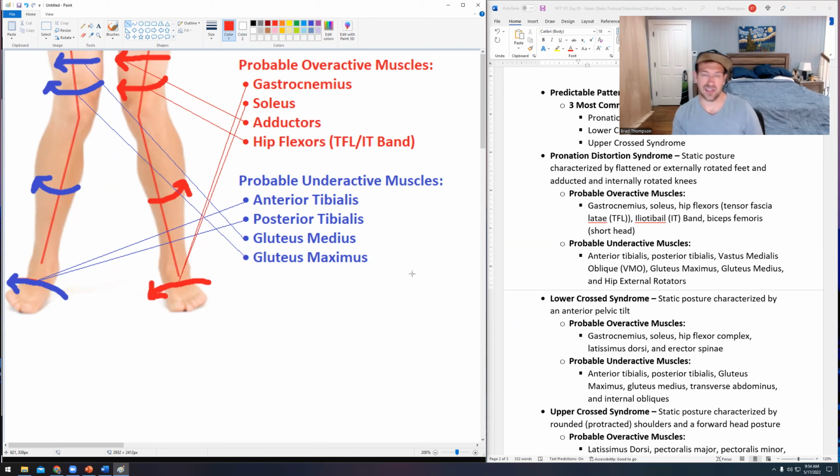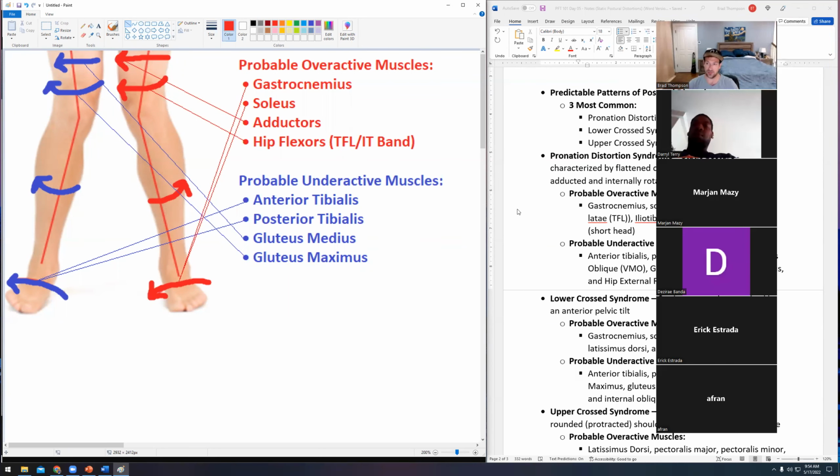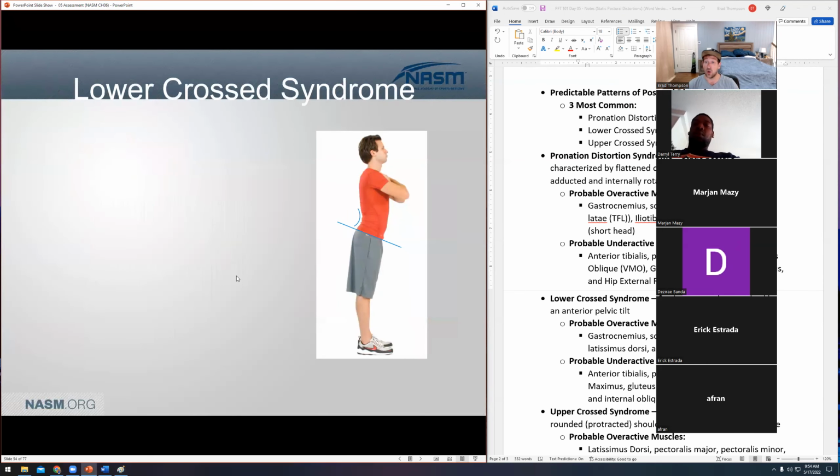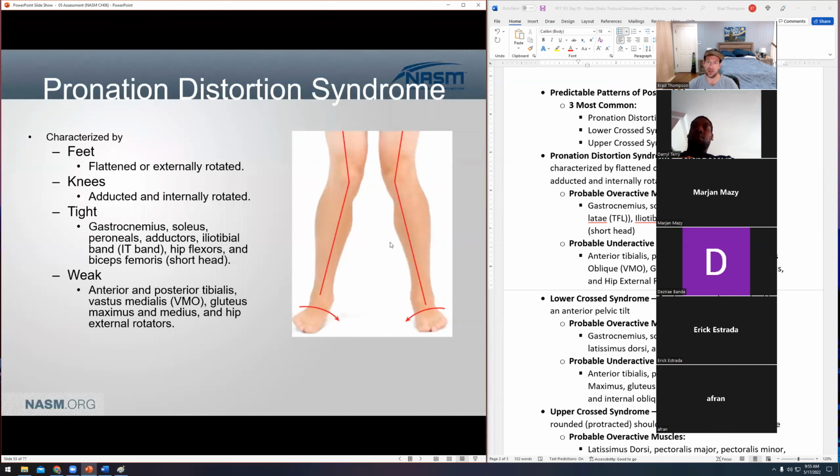So that's how I'm going to sort of fix this, right? Again, I've got my list of things to stretch and I've got my list of things to strengthen, right? So we'll go ahead and build a program to address that in just a moment. We'll talk about what exercises are actually going to be good for this. But questions on that anatomy so far? Questions, comments, concerns about what's going on here, guys?